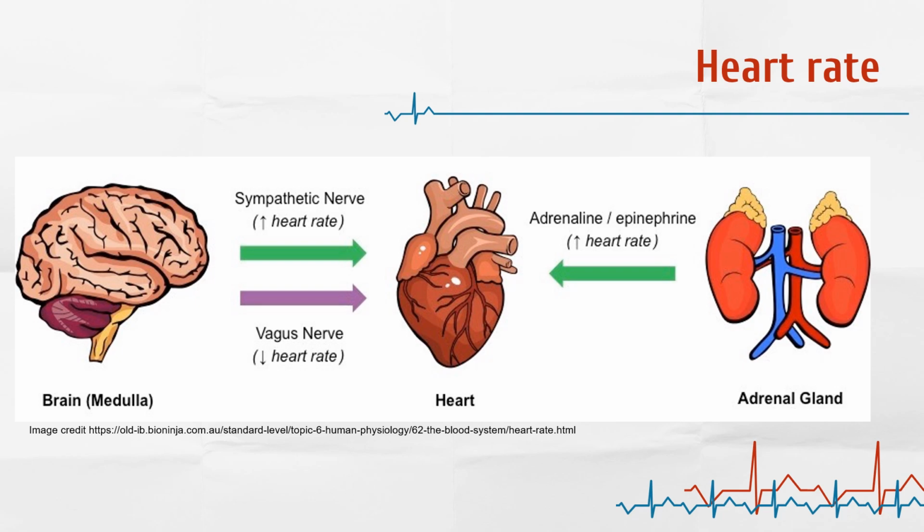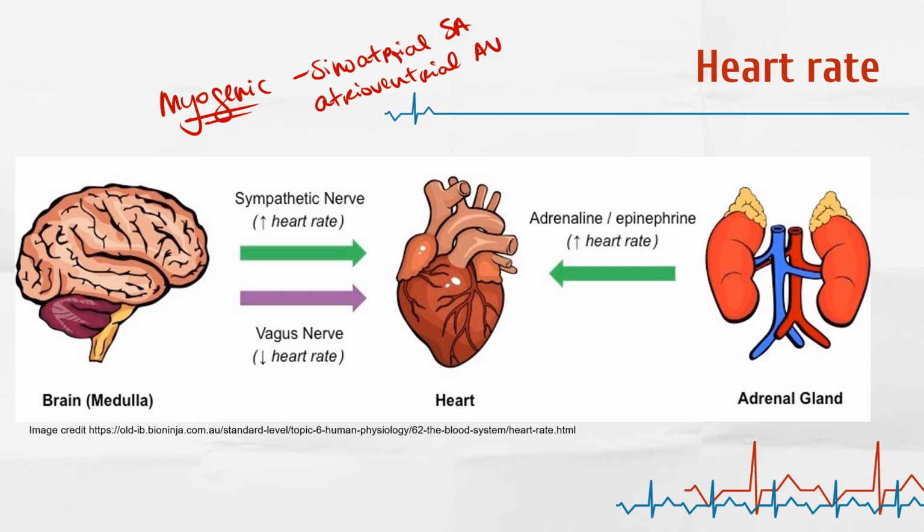I mentioned a few slides ago that heartbeat is myogenic. The heart beats itself with that sinoatrial node, which causes the two atria to contract. It also sends a signal to the atrioventricular node. We can also call these the SA and the AV nodes. The atrioventricular node, the AV node, causes the ventricles to contract together.